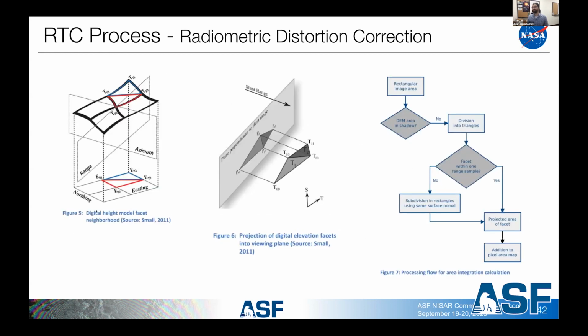And so these are just a few figures taken from that algorithm theoretical basis document. This walks through the steps that I just described, this flow chart here. And then this is just an illustration of binning those up into our rectangular tiles, and then creating those facets from which the surface normals are taken, and then it's projected into the slant range here.